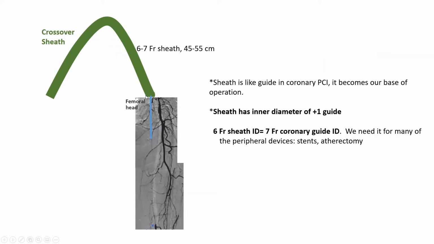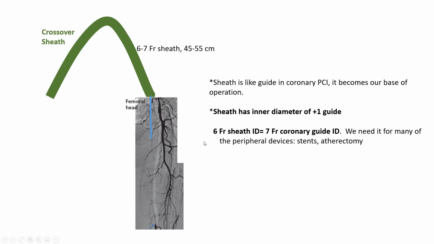The sheath is your base of operation. It's like your guiding catheter in coronary PCI. And it's important to know this. Most often we advance the sheath and we do our manipulation through the sheath, but sometimes we do put a guide through that sheath to provide extra support. So we put a 6 French sheath and we put a coronary 6 French multipurpose or JR4 guide through it to give us extra support. We call this telescope technique.